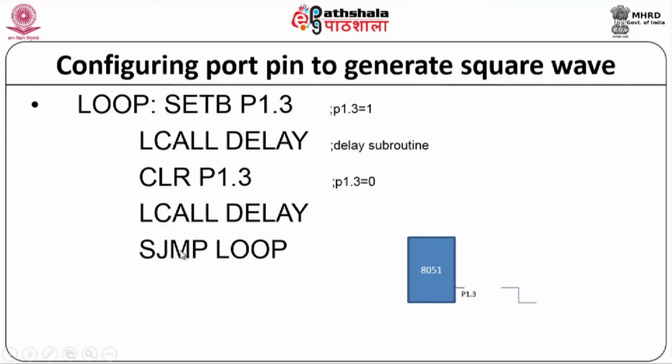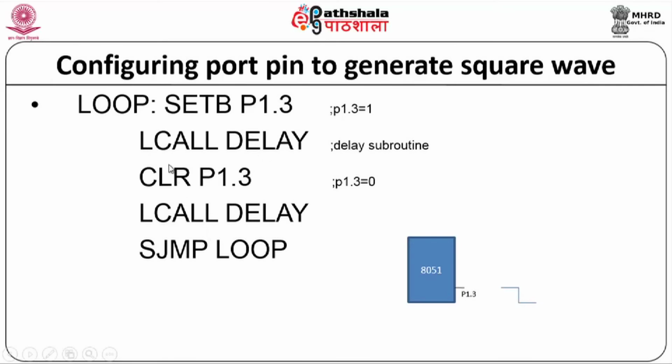After that I am making an SJMP loop. SJMP tells you that it is a short jump to loop. So, now it comes over here, again P1.3 is set to 1, and I am again calling a delay. So, the delay is retained for this time, again I am clearing it, that means I am setting it to 0, and retaining it for the same time. So, this gets repeated, because again there is an SJMP loop.